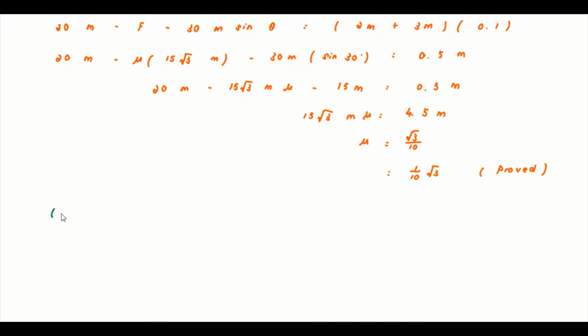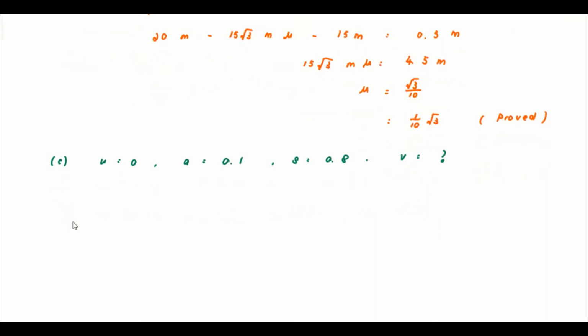So part C. Okay, so the initial velocity is u, acceleration is given 0.1, s is 0.8 as labeled in the diagram as well. Then we want to find the final velocity, because the final velocity will be the initial velocity for the second stage, in which the tension is no longer involved. Okay, so let's try to solve this. v squared equals u squared plus 2as. So that would give us v equal to 0.4 meters per second.